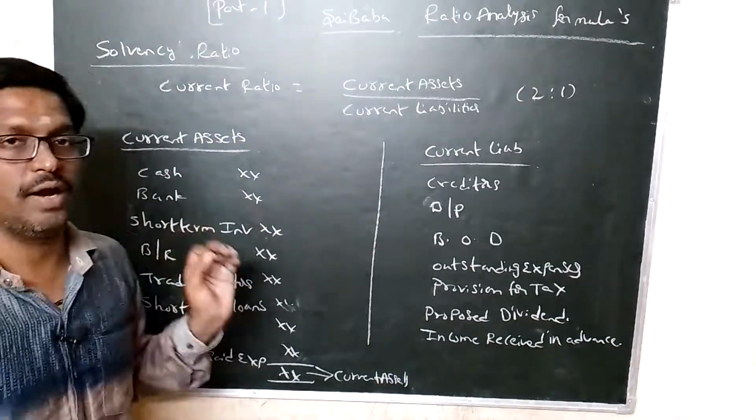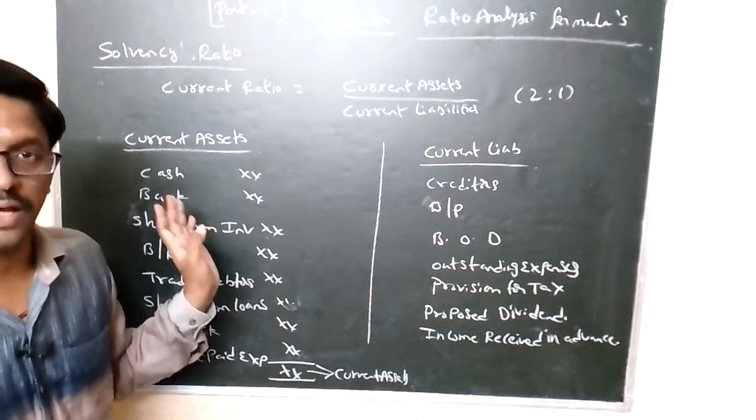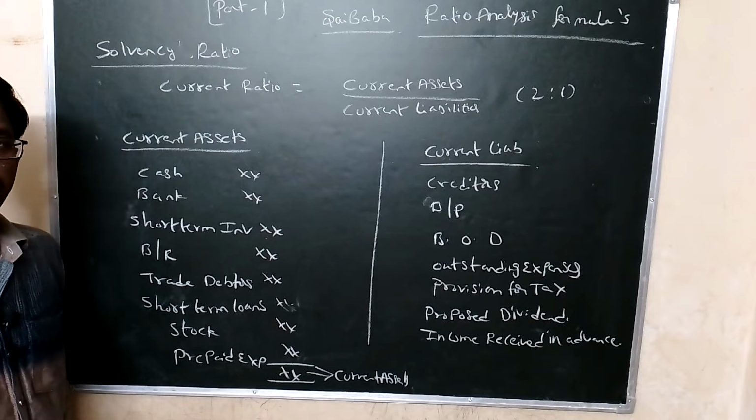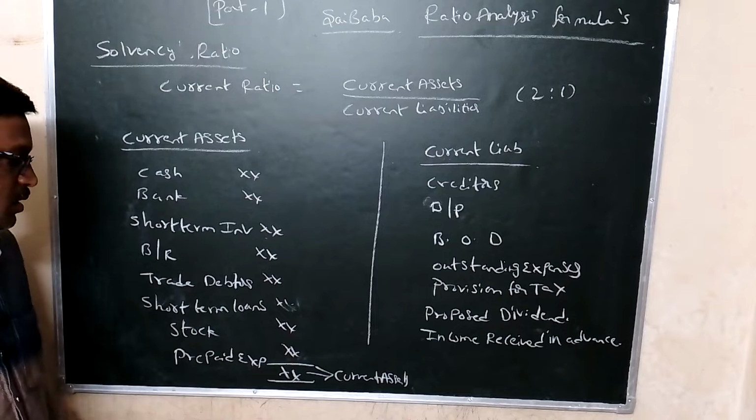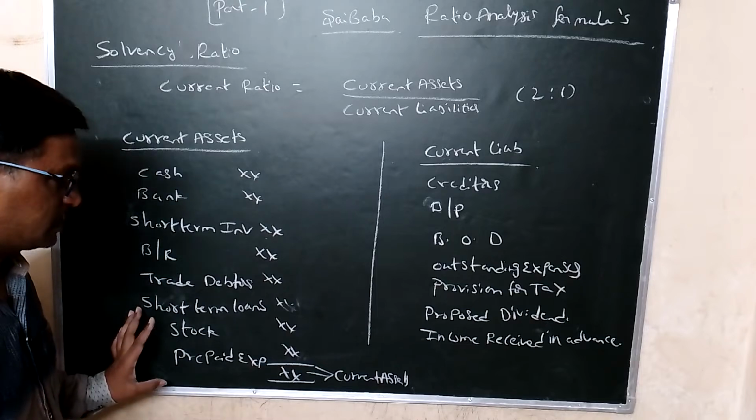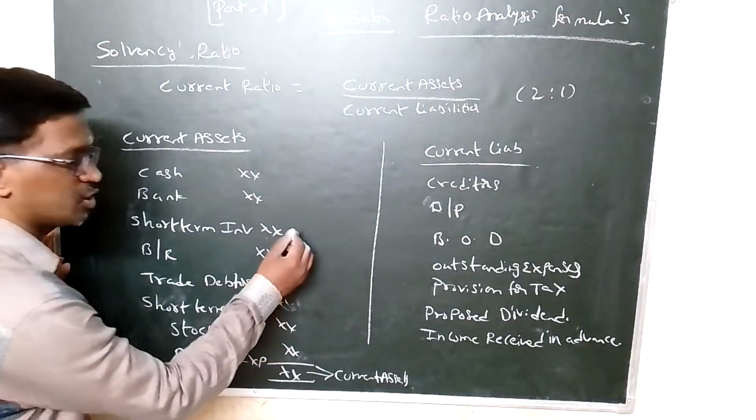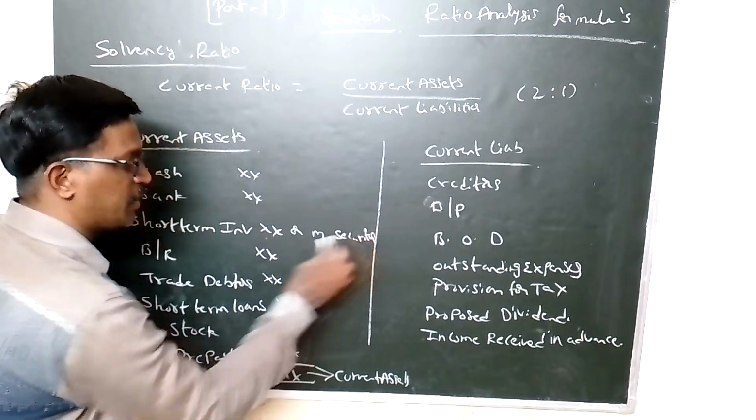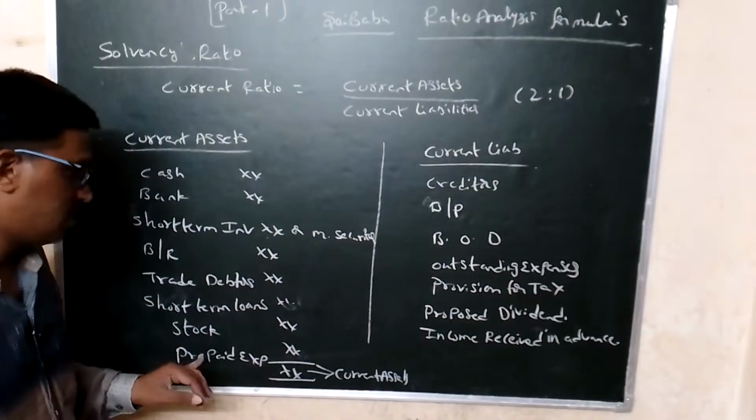What items come under the current assets? Cash, bank, stock, debtors, bills receivable, prepaid expenses, accrued incomes, short-term investments, short-term loans and advances come under the current assets. Cash in hand, cash at bank. Short-term investments are marketable securities. Bills receivable, trade debtors, short-term loans and advances, closing stock, prepaid expense are common in the current assets.